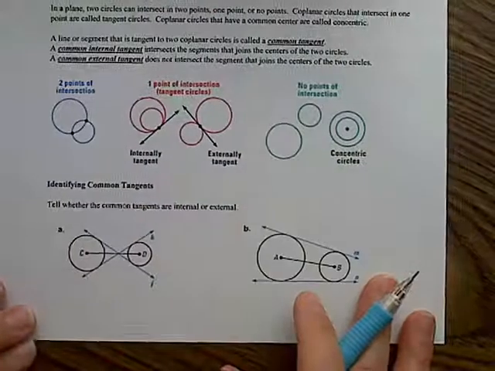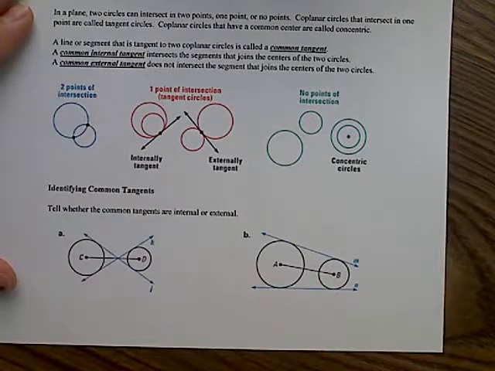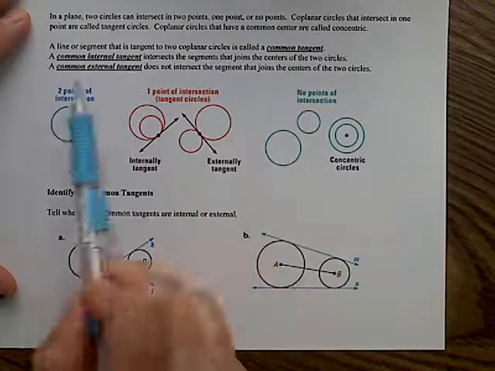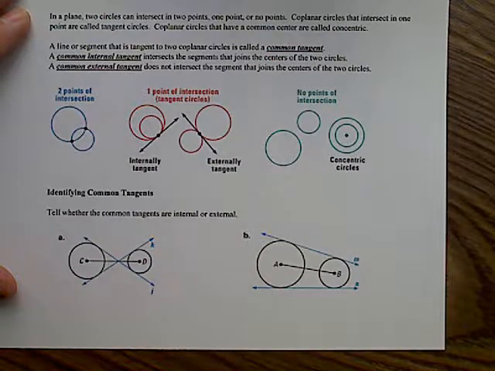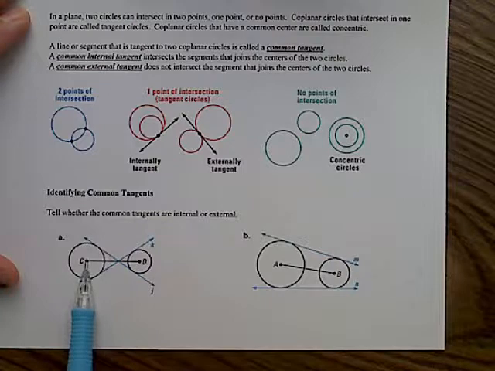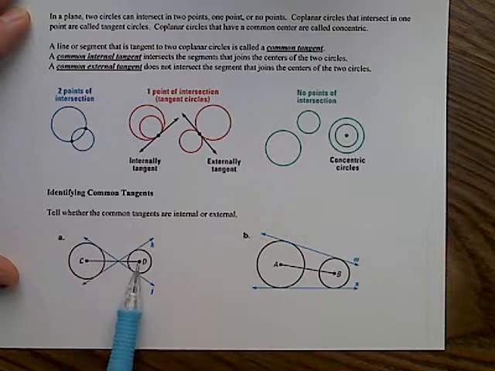The last topic that we're going to talk about with respect to tangents is common tangents. So here, a common tangent is a line or a segment that is tangent to two coplanar circles. So that means that you have two circles that are in the same plane, and there is a tangent that is shared between those two circles. We can have a common internal tangent. So if you take a look at letter A, this represents what common internal tangents will look like. They intersect the segment that connects the centers of the two circles. So segment CD is the segment that connects the center of circle C and the center of circle D.